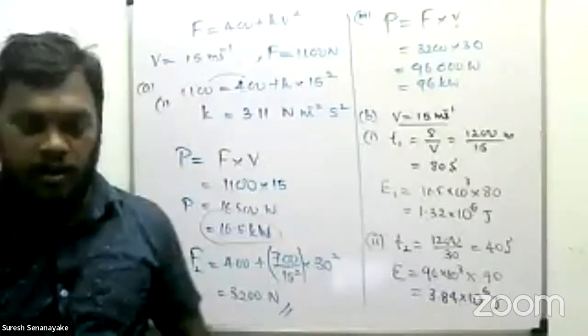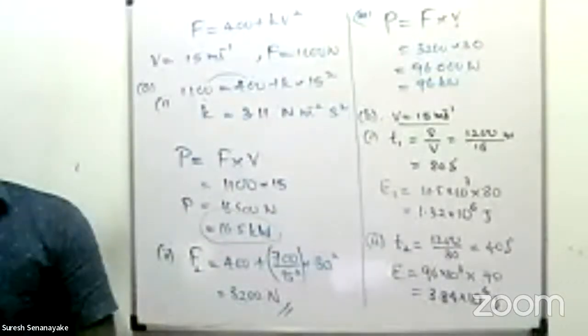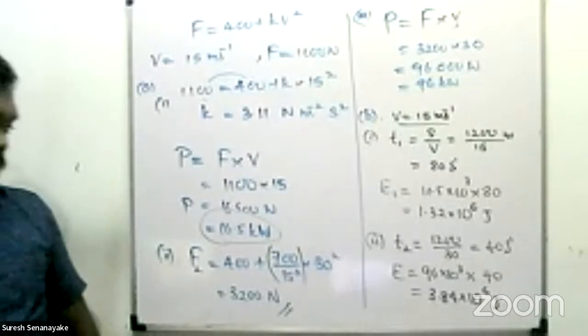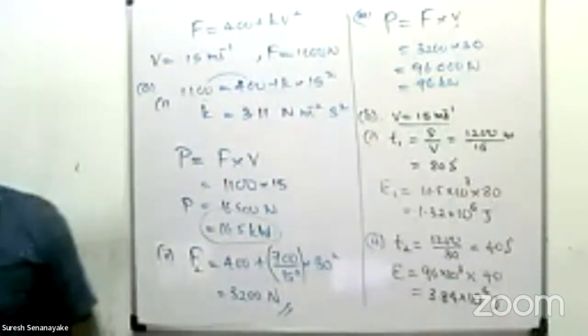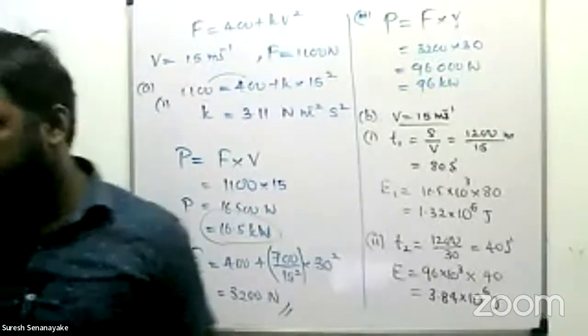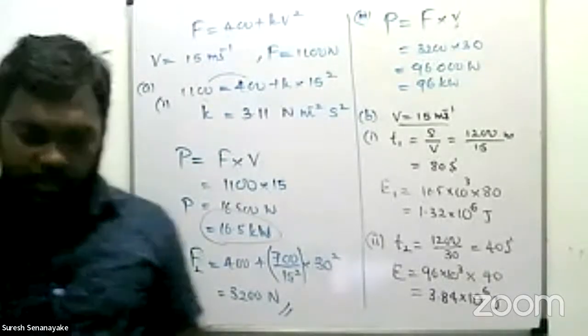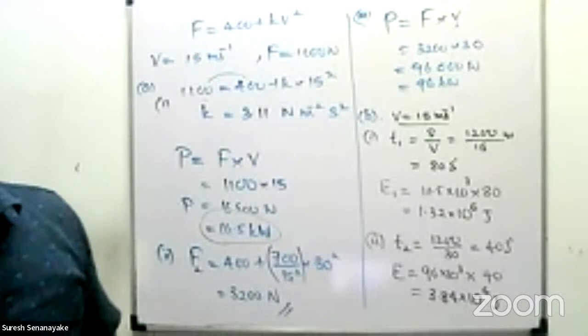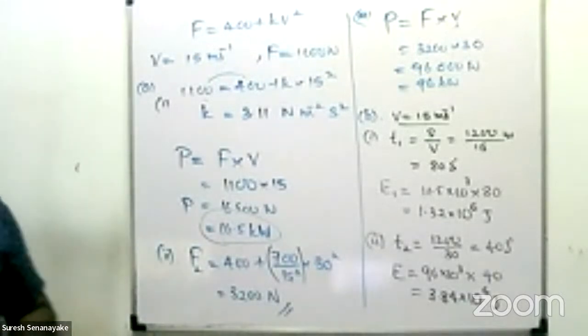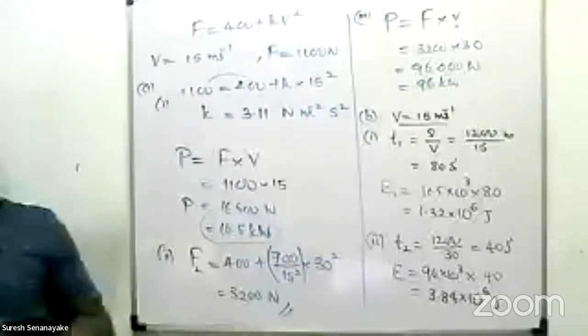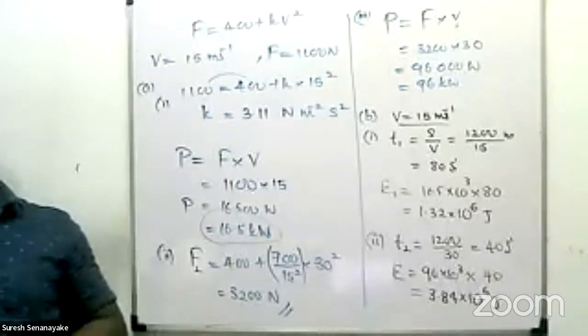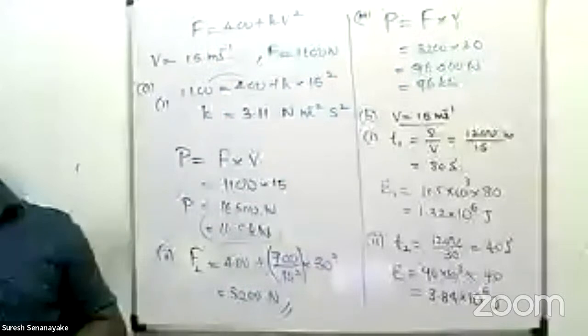Right. Part C, you can write as the answer: according to the answers, when it's moving at 15 meters per second, that means lower speed, it consumes less energy. So for the fuel shortage, it's better to move with the lower speed. So the maximum permitted speed is reduced.